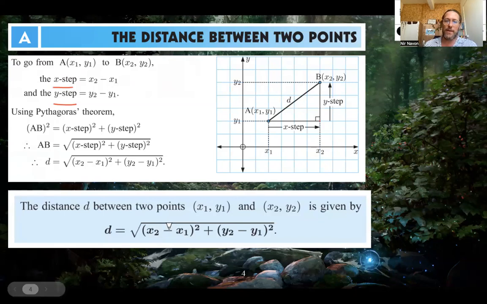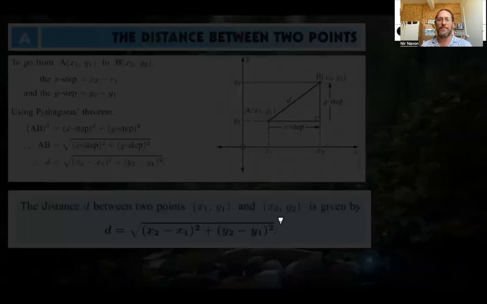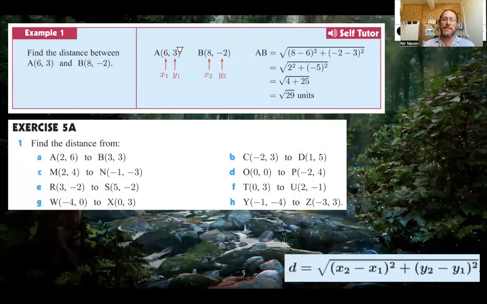It's the difference between their x's squared and the difference between their y's squared. So if we have A, 6, 3, x1, y1, and B, 8, minus 2, let's call it x2, y2, and it doesn't matter which one we call 1 or 2, as long as we keep it consistent, 1 and 1, and 2 and 2. So then 8 minus 6 squared plus minus 2 minus 3 squared, all under the square root, we get the square root of 29. Here we have the formula with us.